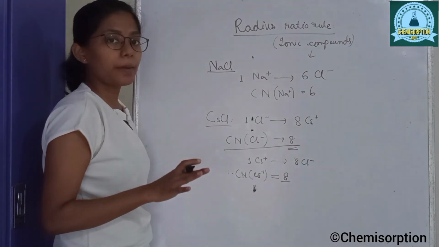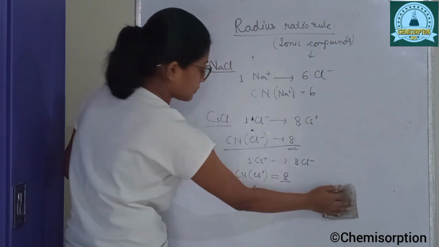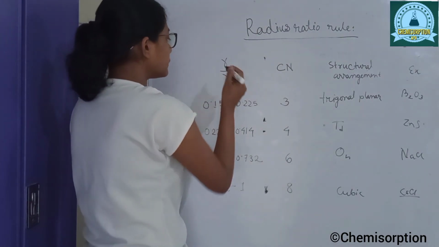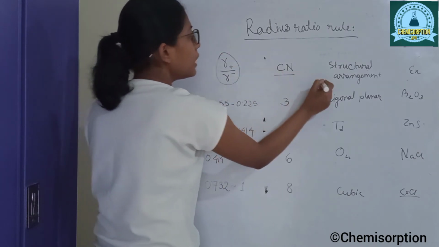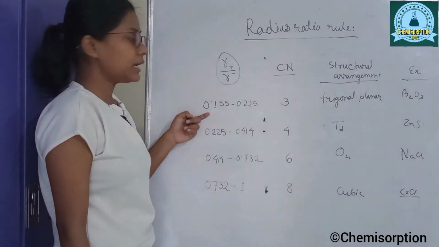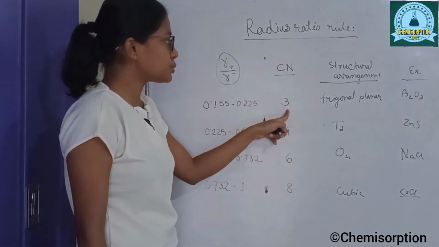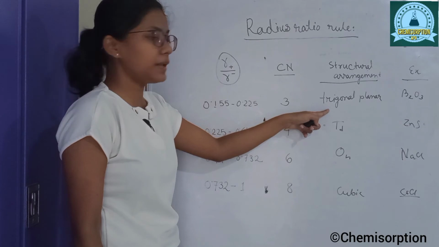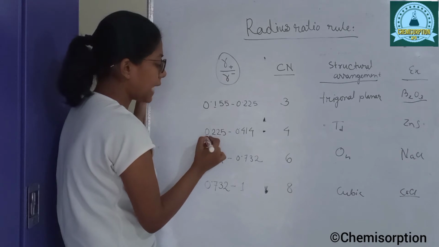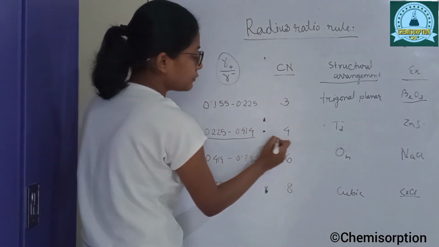For this we have one table, and the table looks like this: radius ratio, coordination number, structural arrangement and example. If the radius ratio lies between 0.155 to 0.225, then coordination number is 3 and structural arrangement is trigonal planar. An example is B2O3.